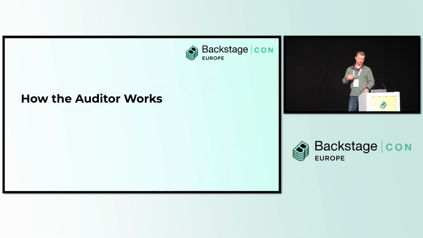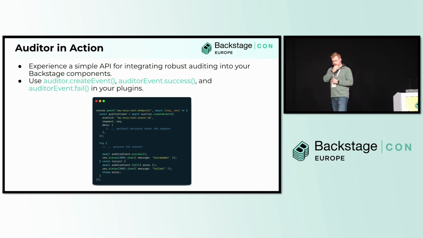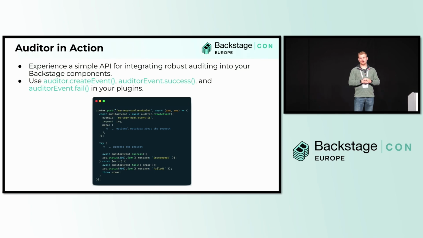Now digging a little bit more into the details of how the auditor works. It's a very simplistic API. To introduce it, all you need to do is in your plugin factory, add the service factory for the auditor, pipe it into your router or wherever you need the auditor, and then you have a few methods. Your first method is the auditor.createEvent. Your auditor.createEvent is that initiating audit log that will be sent to the user.